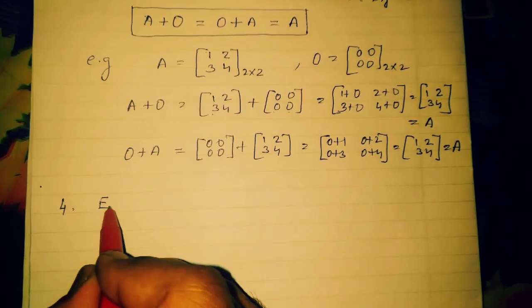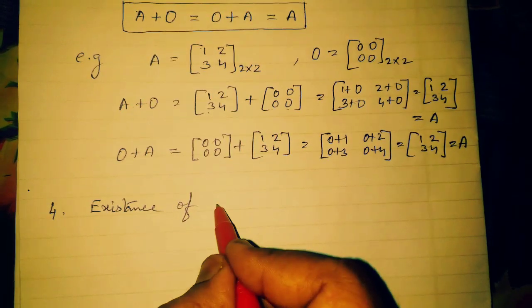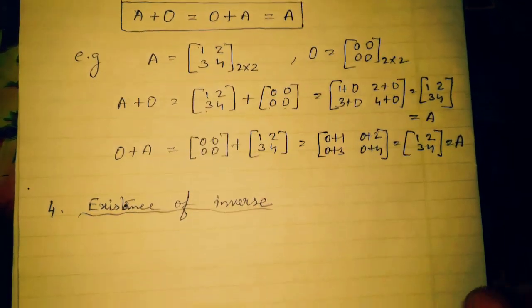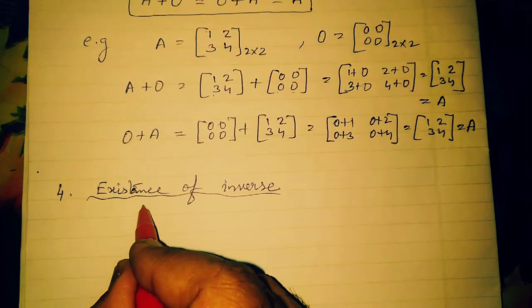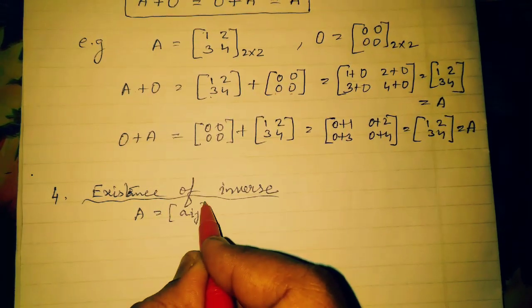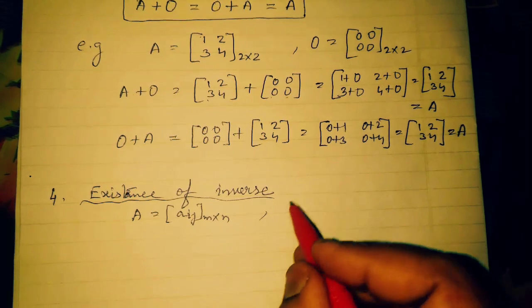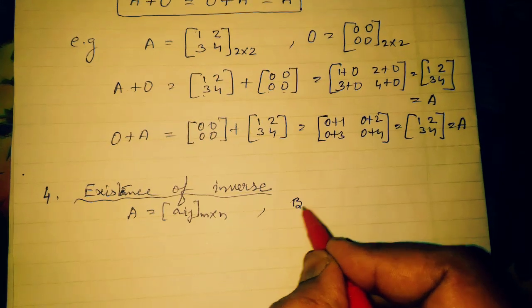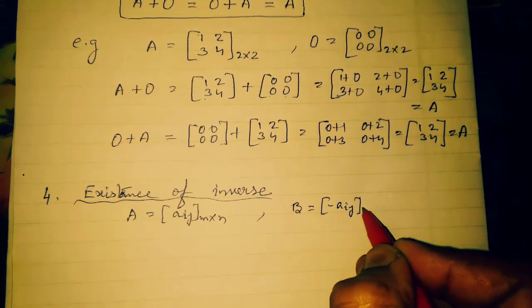The fourth property is the existence of inverse. So we'll see here, suppose A is a matrix given over here whose element is A_ij, with order M into N. And suppose B is a matrix whose element is minus A_ij, whose order is also M into N.